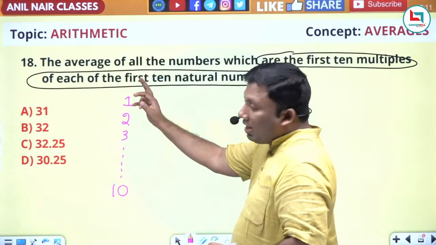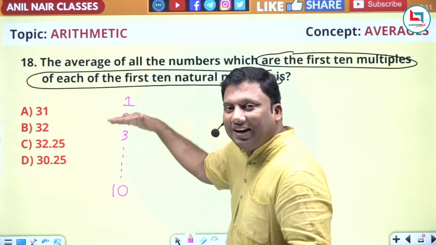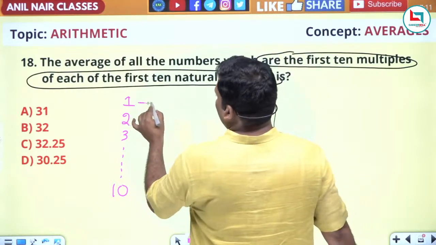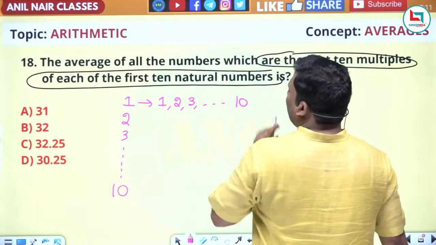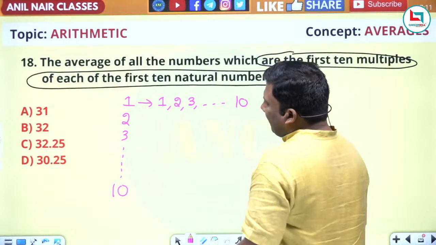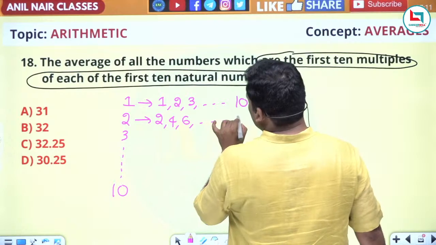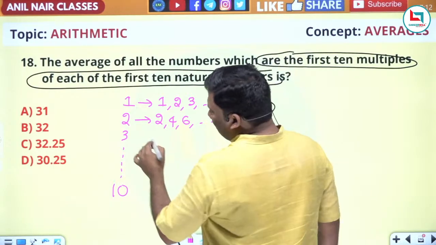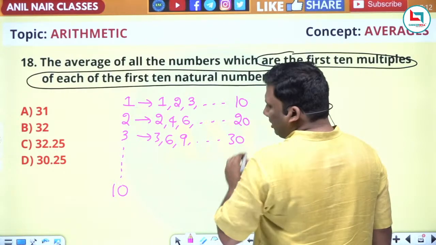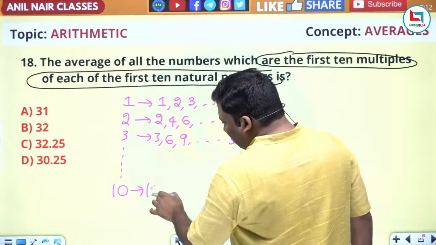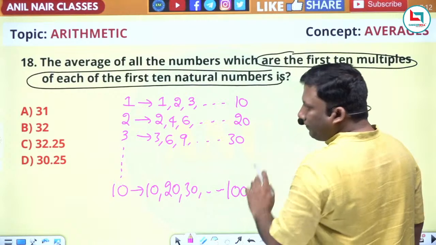What is he referring to? Average of all the numbers. Which are the first 10 multiples? For every number we have to take first 10 multiples. 1 1s are 1, 1 2s are 2, 1 3s are 3. 10th multiple of 1 is 10 1s are 10. 2 1s are 2, 2 2s are 4, 2 3s are 6, 2 10s are 20. 3 1s are 3, 3 2s are 6, 3 3s are 9, 3 10s are 30. 10 1s are 10, 10 2s are 20, 10 3s are 30, 10 10s are 100.